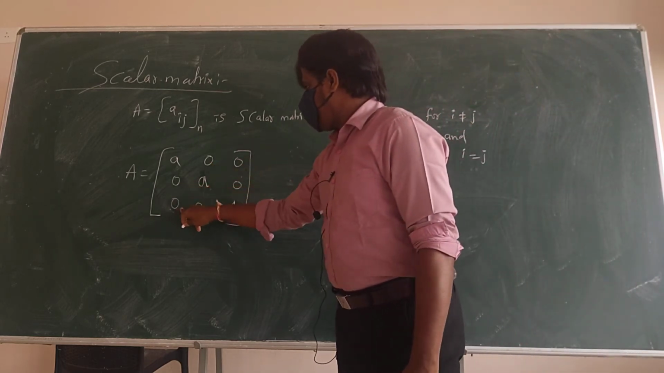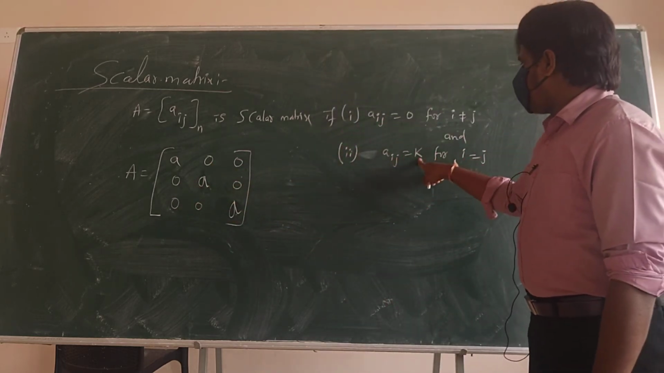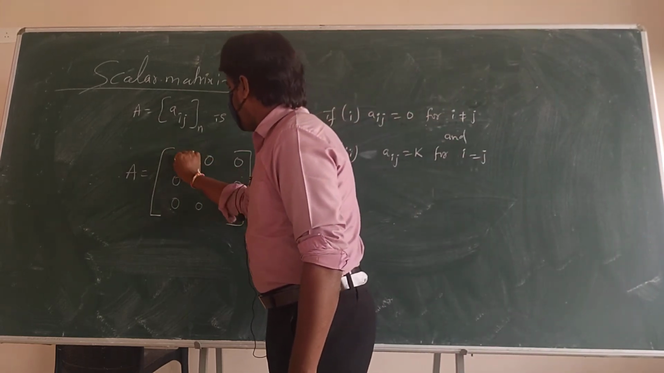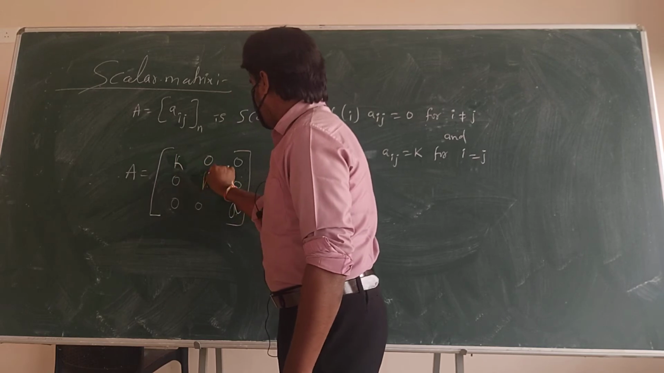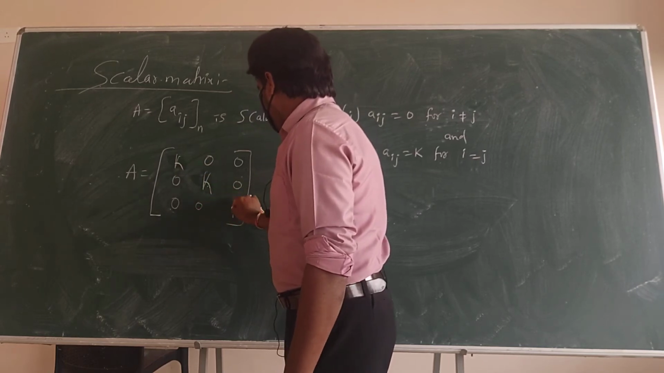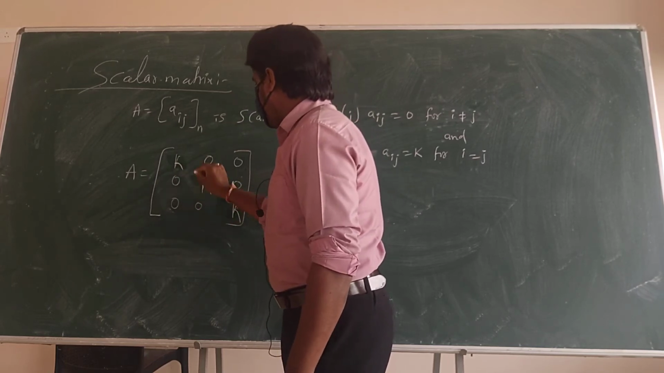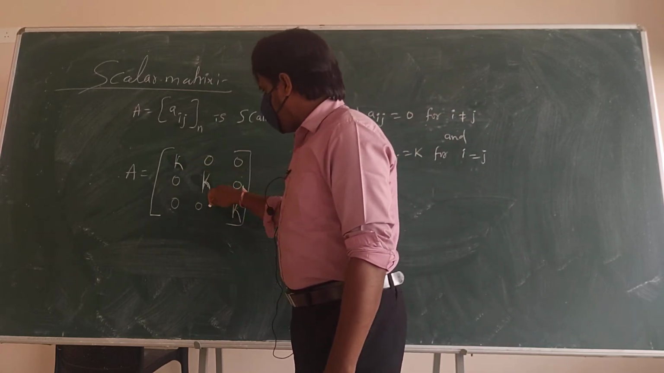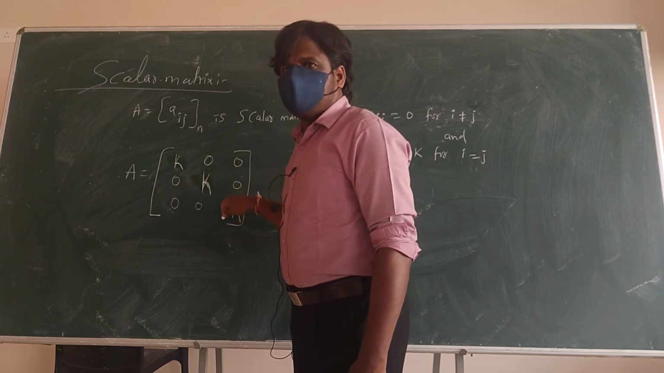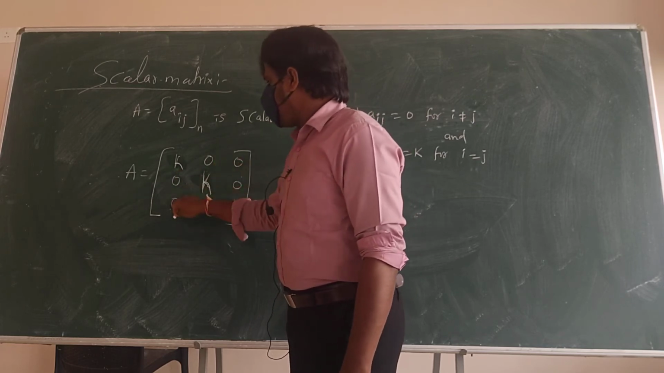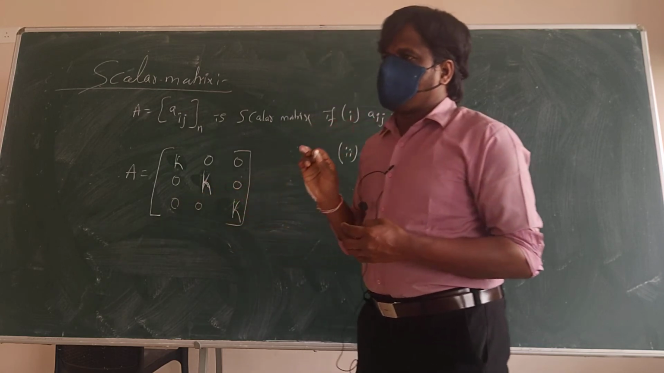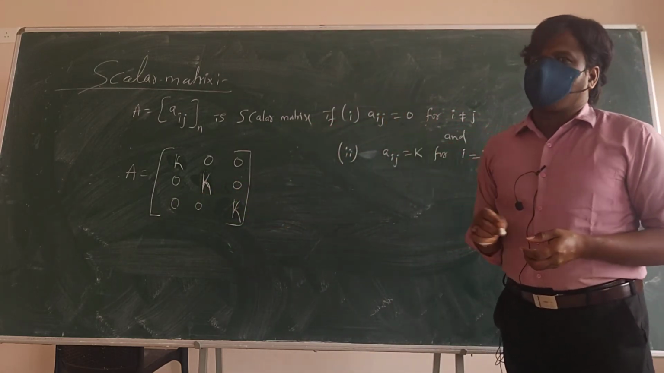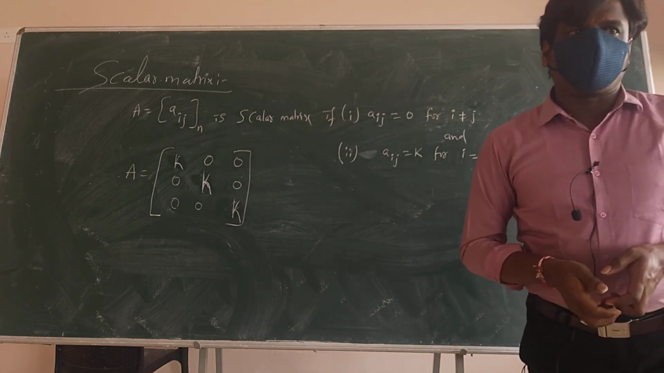And Aij is equal to k for i equal to j. Suppose I write k, so I should write k everywhere on the diagonal. Here k is some constant; I can write a or anything. All these diagonal elements are the same and the rest of the elements are zeros. That is called a scalar matrix.